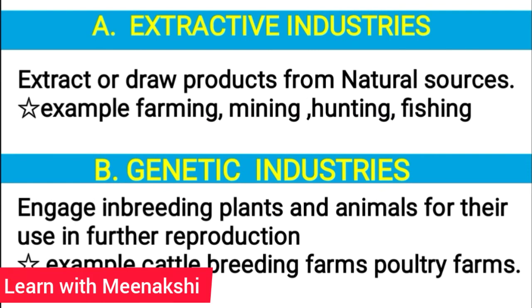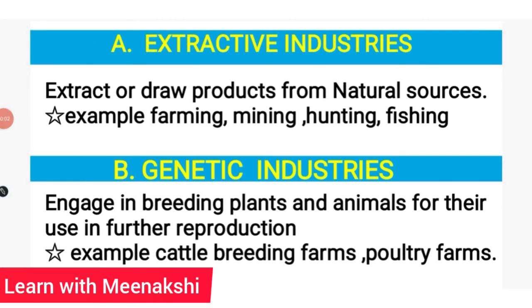Extractive industries, what kind of work do they do? Let's see. They extract or draw products from natural resources, natural sources. Example, farming, mining, hunting, fishing, oil drilling, copper, etc. So they take out or pull out the products from natural sources. We can give the example of harvesting, farming, agriculture, hunting, fishing, all those things. Let's move on with the next industry, genetic industries.